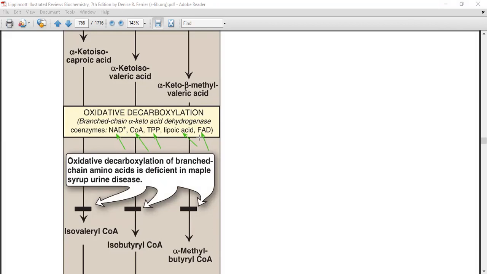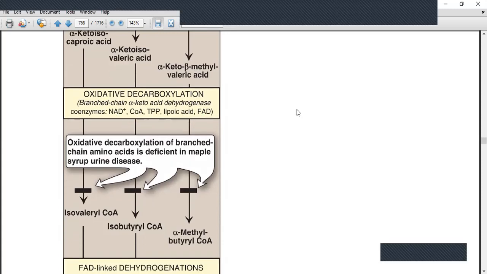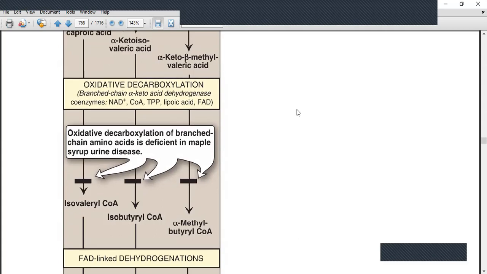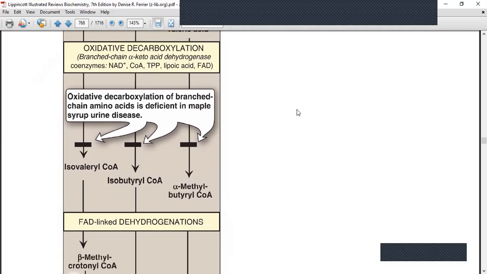Whatever the branched chain alpha keto acid dehydrogenase enzyme does, its reaction mechanism is similar to that of pyruvate dehydrogenase and also alpha ketoglutarate dehydrogenase. If you have not seen that video, please make sure you look at the description to see it. After carrying out the oxidative decarboxylation, we will form their respective acyl CoAs.